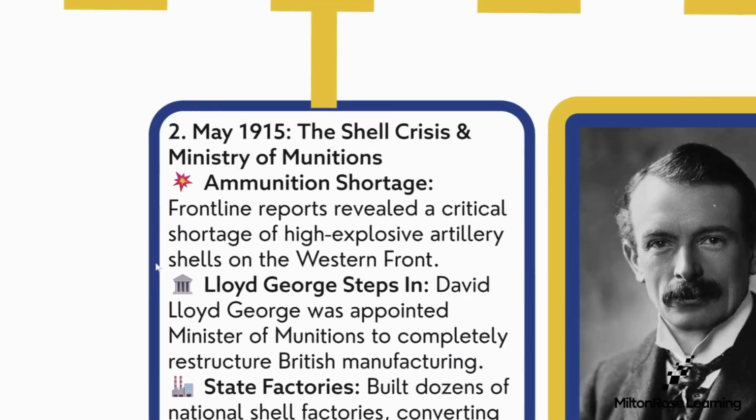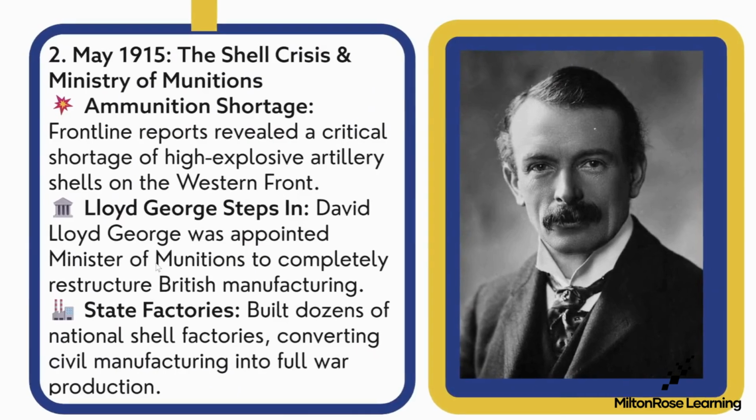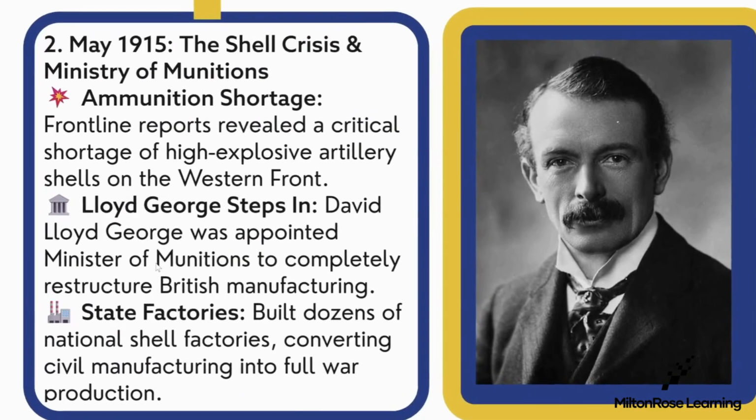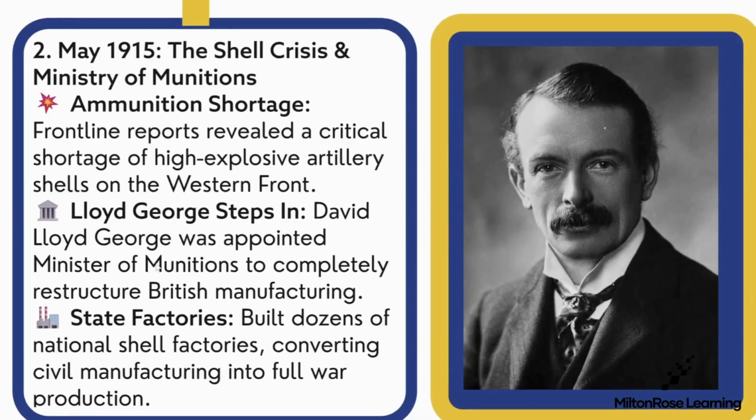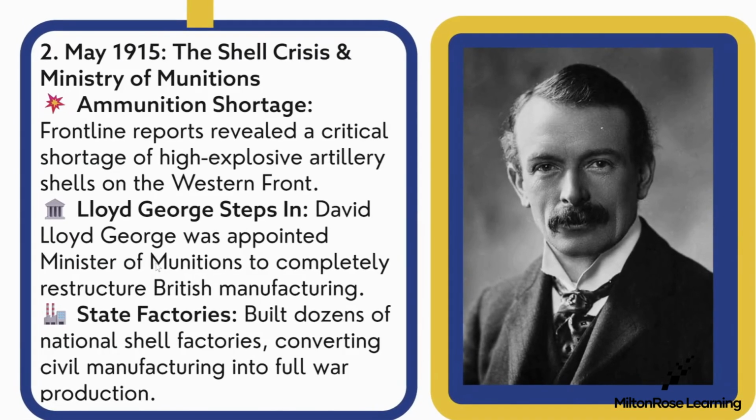Then moving forward, number 2 across the home front was, in my opinion, quite a big event actually. In May 1915, we have the shells crisis, and a Ministry of Munitions was set up. So let's break that apart. Basically in 1915, there was an ammunition shortage. Frontline reports revealed a critical shortage of high explosive artillery shells on the Western Front.